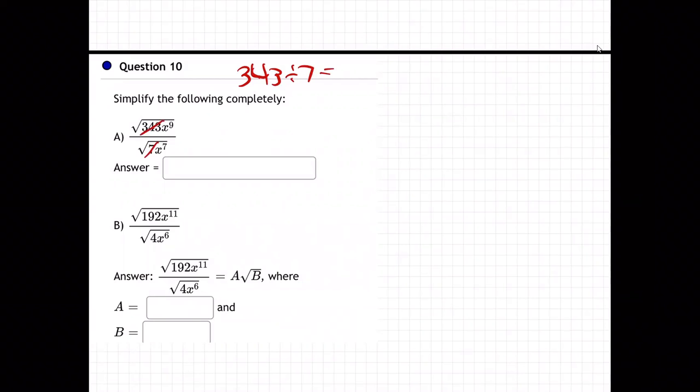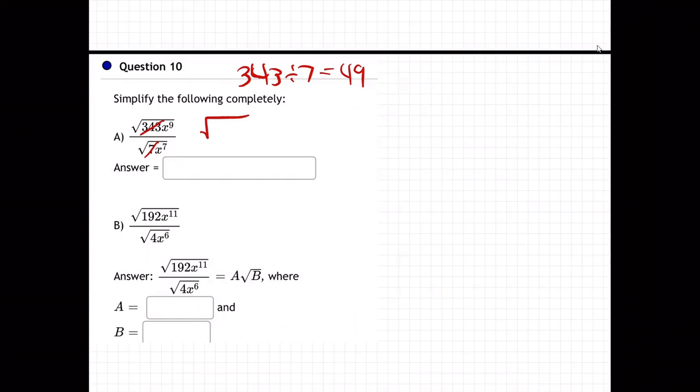7 goes into 343. I don't know. Is it? I don't know. It's not coming to me. I'm going to have to do it by hand here. It's 49. Thank you. I really knew that. I just didn't want to show off. All right, 49.